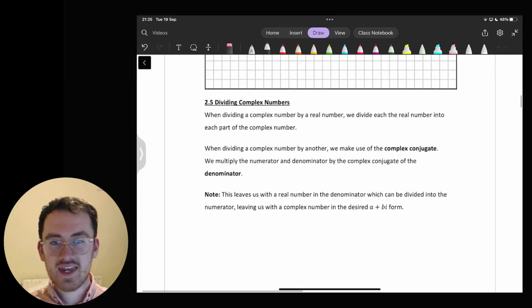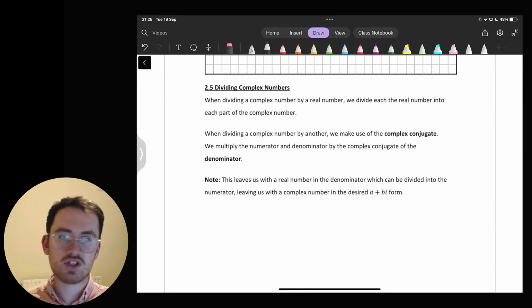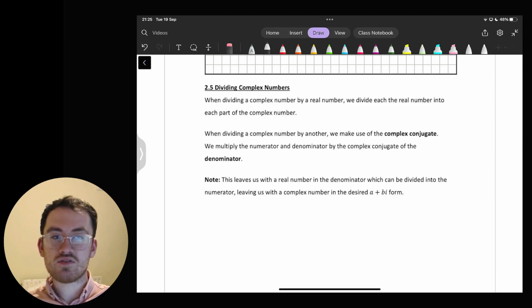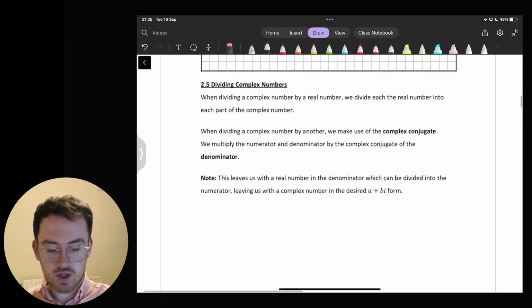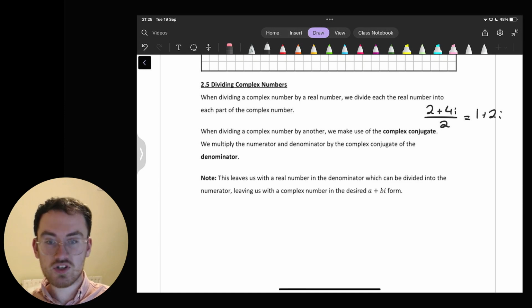So we're going to look then at dividing, because dividing is a little bit different because we have an extra step to worry about, or not to worry about, but just to consider. So when we're dividing a complex number by a real number, we would divide the real number into each part of the complex number. So say we had 2 plus 4i and it was divided by 2, we would divide the 2 into each part, which would give me 1 plus 2i.